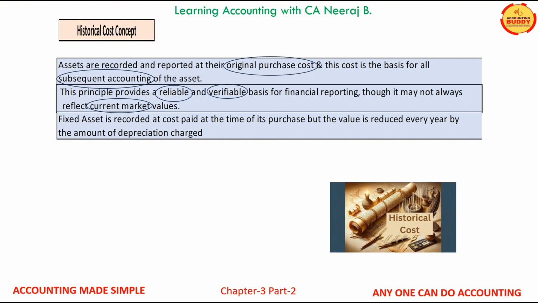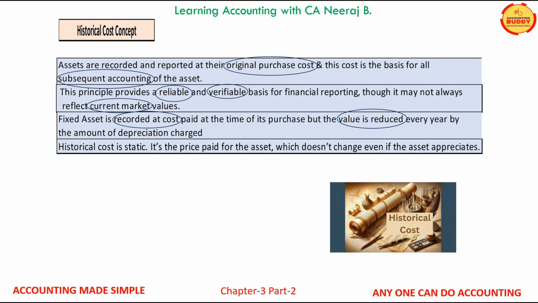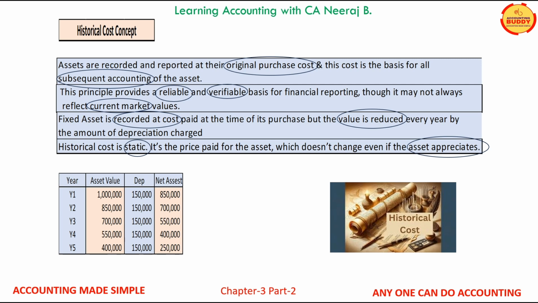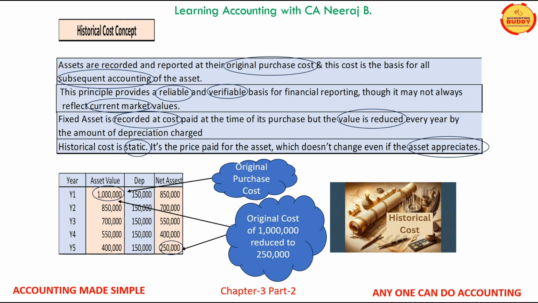Fixed assets are always recorded at cost paid at the time of its purchase, and this original cost is reduced every year by the amount of depreciation. I hope you remember the terms fixed asset, depreciation, and various methods of charging depreciation. Historical cost is static and does not change even if the value of the assets appreciates. Now, the table displayed on your screen shows the purchase cost of an asset, and the original cost is getting reduced by the amount of depreciation charged every year.